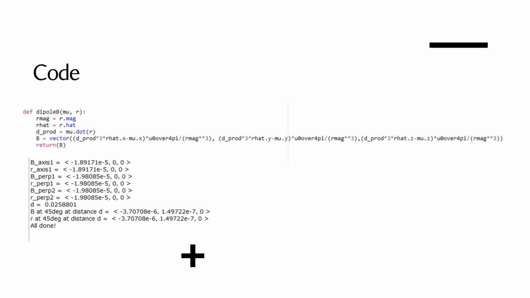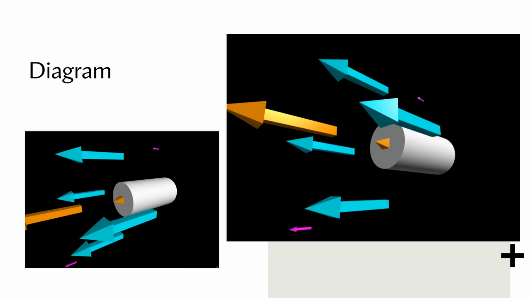And these are the axes that my code printed out. And this is the diagram of the field that my code drew. The cyan arrows are the perpendicular axes, the orange arrows are the parallel axes, and the magenta arrows are the 45-degree angle axes.